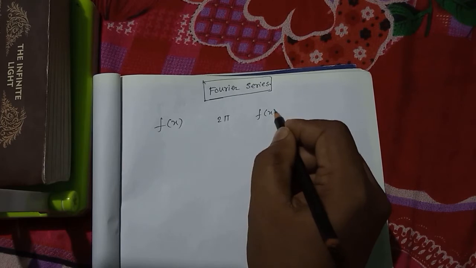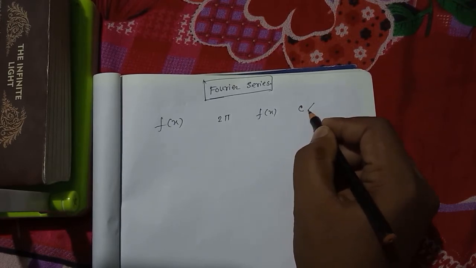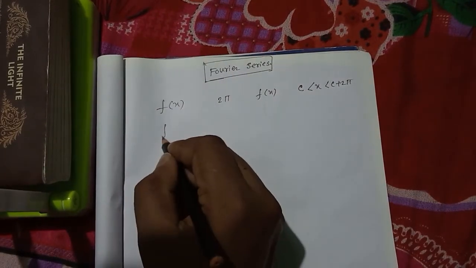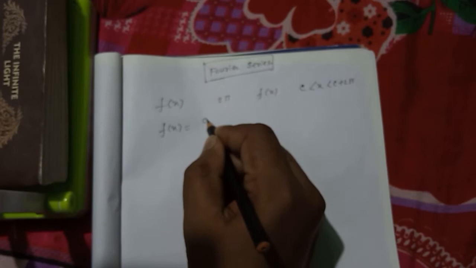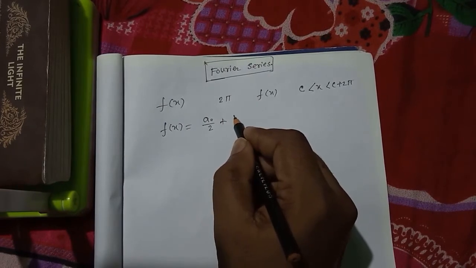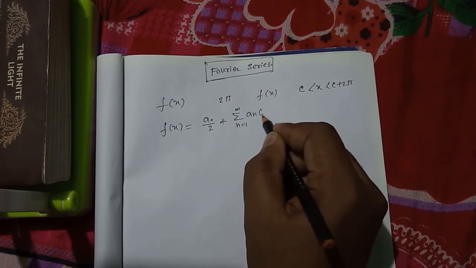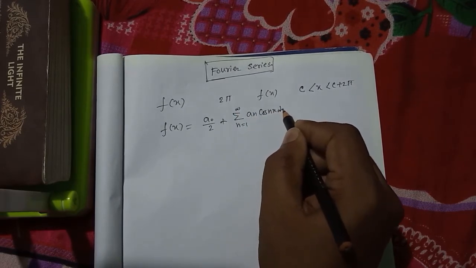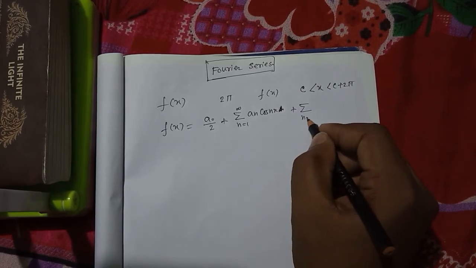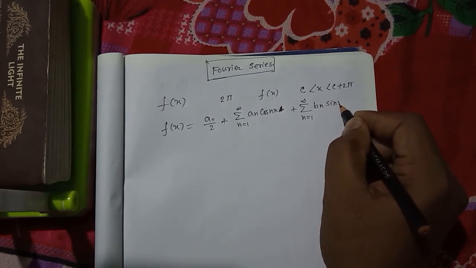Suppose f of x can be expressed as a trigonometric series in the interval c less than x less than c plus 2 pi as follows: f of x is equal to a0 by 2 plus summation n equal to 1 to infinity an cos of nx plus summation n equal to 1 to infinity bn sin of nx.